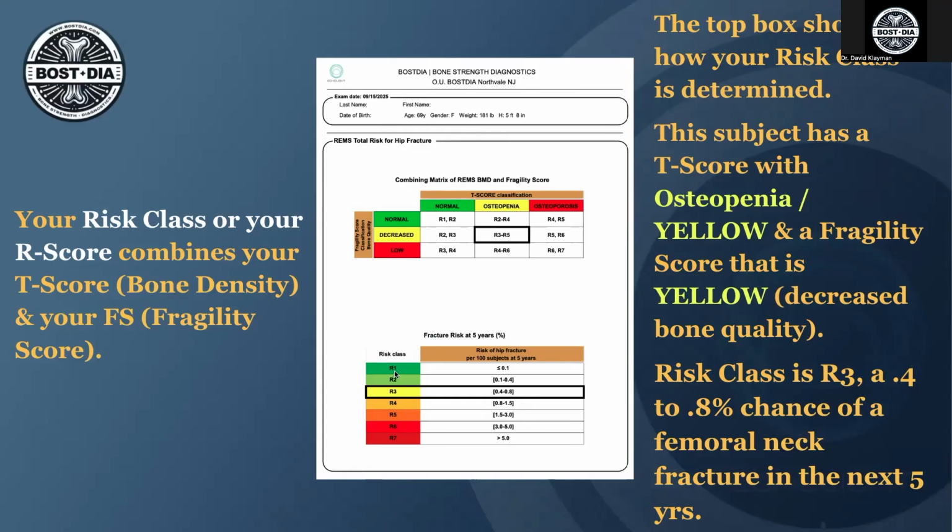When you know where your risk class is or your R score, you would then look to the right. It would tell you the percentage risk that you have for a fracture over the next 5 years.